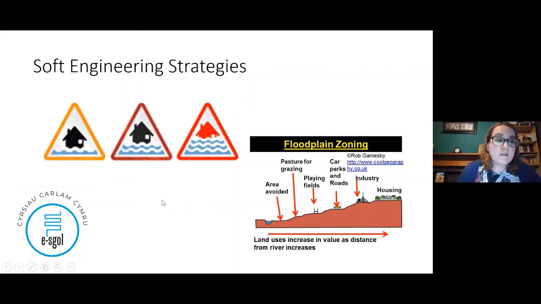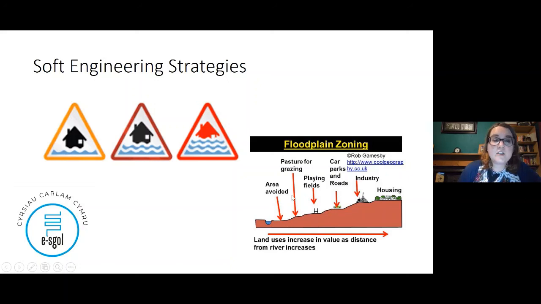You might look at flood warnings and preparation, so preparing people that are at risk of flooding. You might look at floodplain zoning, which is where land uses increase in value the further you get away from the river. So you're trying to avoid the area that would be flooded, so that you limit the risk of flooding in that area.